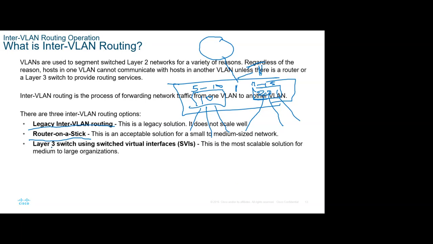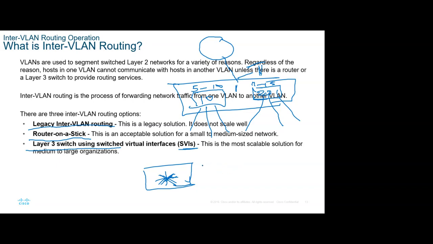Then we have, lastly, layer 3 switch, using switch virtual interfaces. Now with this one here, we need a layer 3 switch. I will show you how it looks. This one serves at 2 layers. It can serve at layer 2, and at the same time it can serve at layer 3, meaning that it can actually offer the same functions as the router. Okay? So on this, we don't need 2 devices, a router and then a switch.